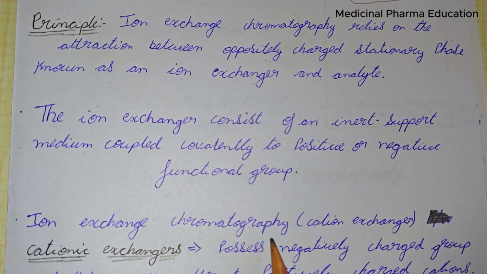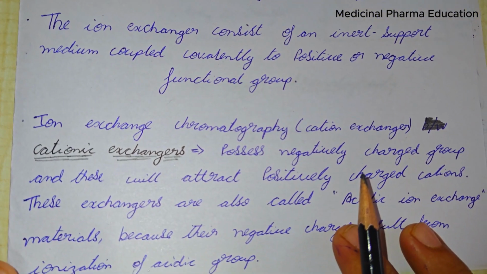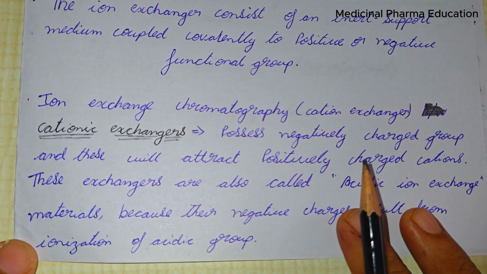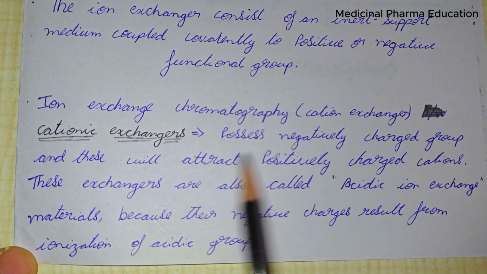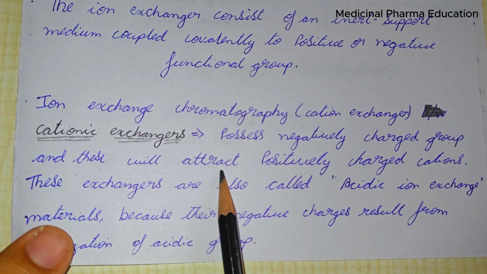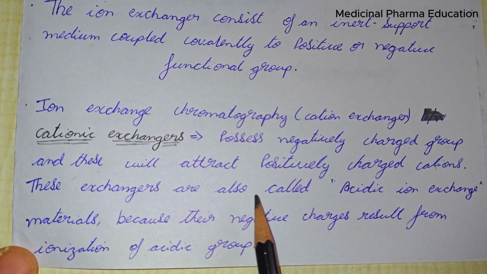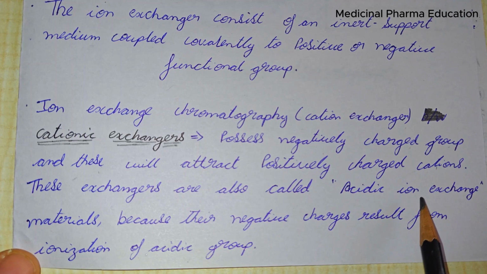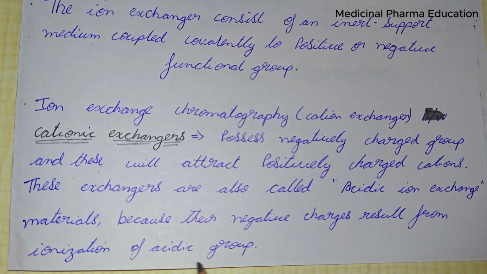Ion exchange chromatography. In that, first we will discuss the cation exchangers. What is meant by cation exchangers? They possess negatively charged groups and they will attract positively charged cations. These exchangers are called acidic ion exchanger materials because these negatively charged groups result from ionization of acidic groups.